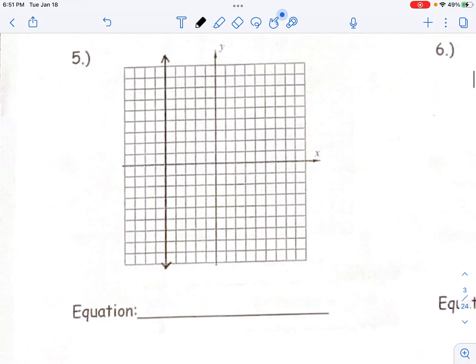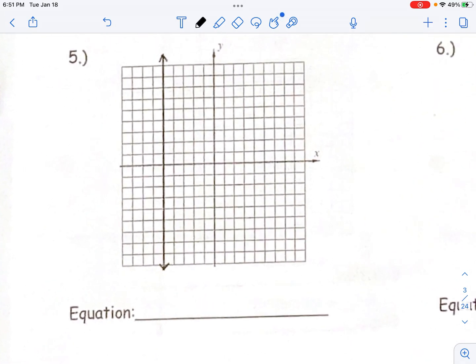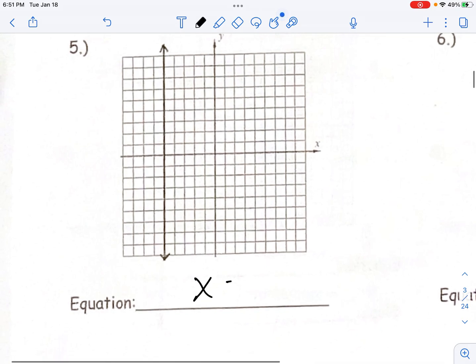All right, number 5. We have a vertical line. So we know that it's straight up and down, so it's an x equals equation. Well, what does x equal? We'll count over towards it. 1, 2, 3, 4, 5. And it's obviously going left. So it's not 5. It's negative 5. And that would be your answer.